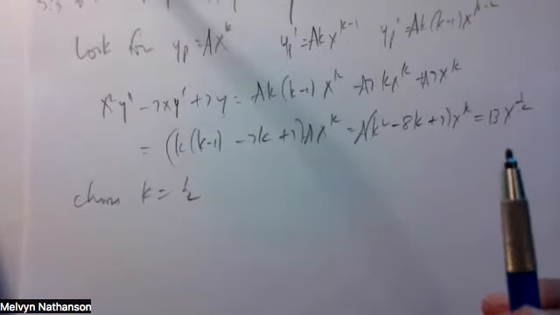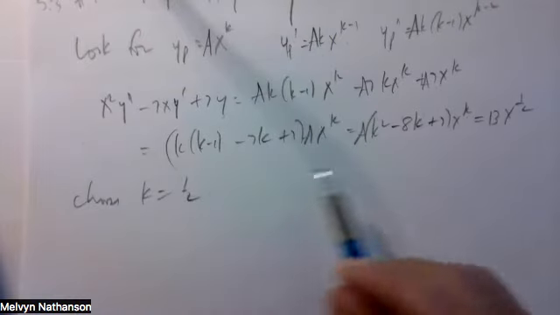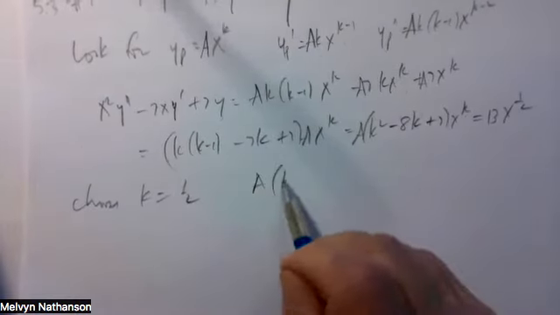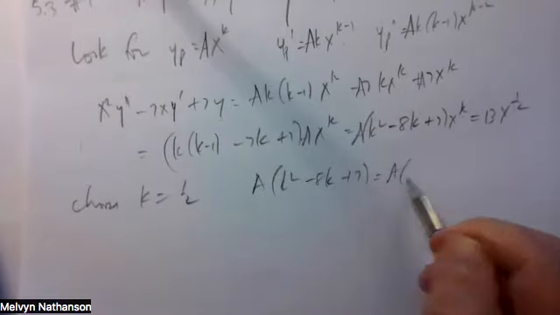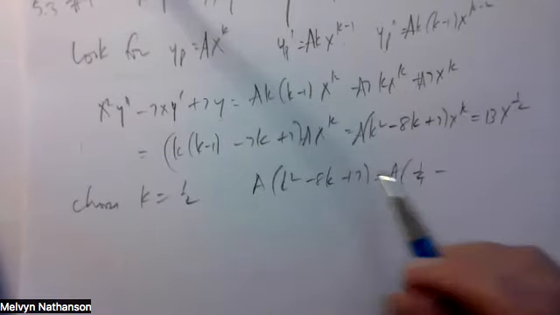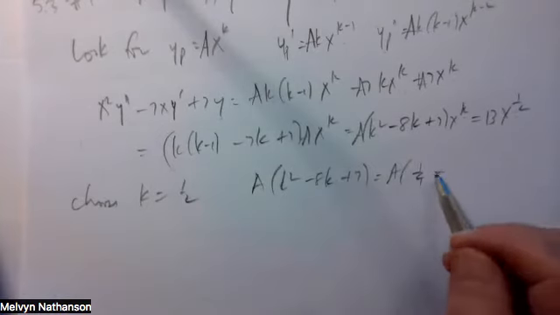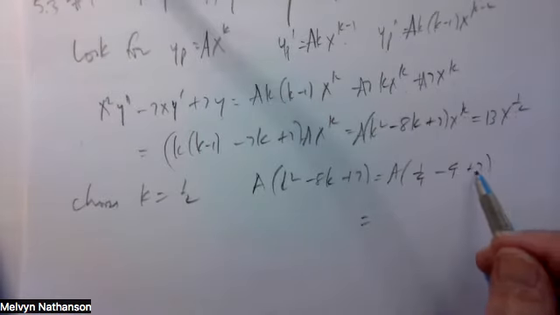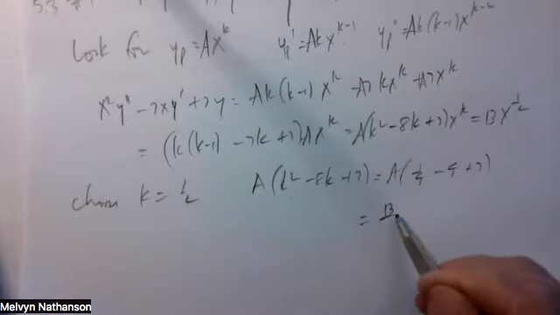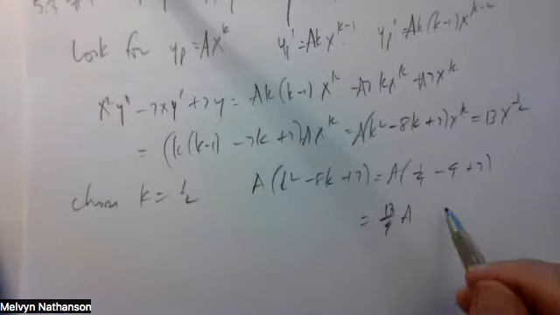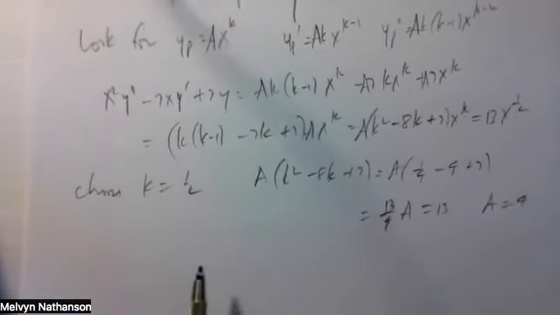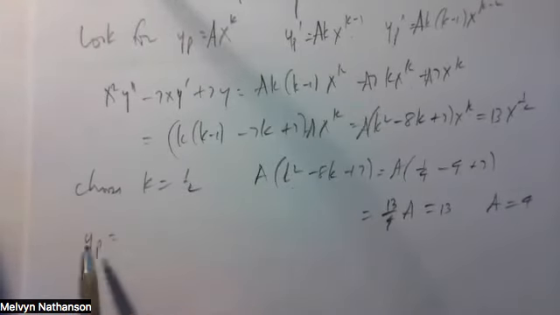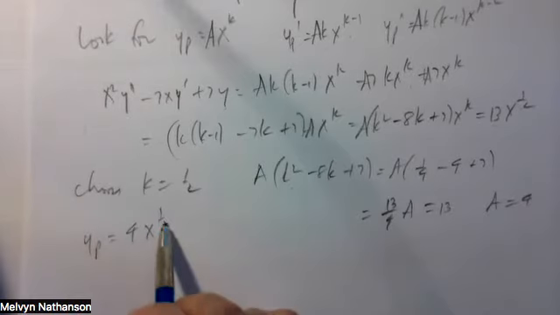And then if k is a half, a times k squared minus 8k plus 7 is a times a fourth, k squared, minus 8 halves, minus 4, plus 7, which is equal to 3 plus a fourth, which is 13 over 4 times a. And I want that to be equal to 13. So I should let a equal 4. So I would get that a particular solution might be 4x to the 1 half.